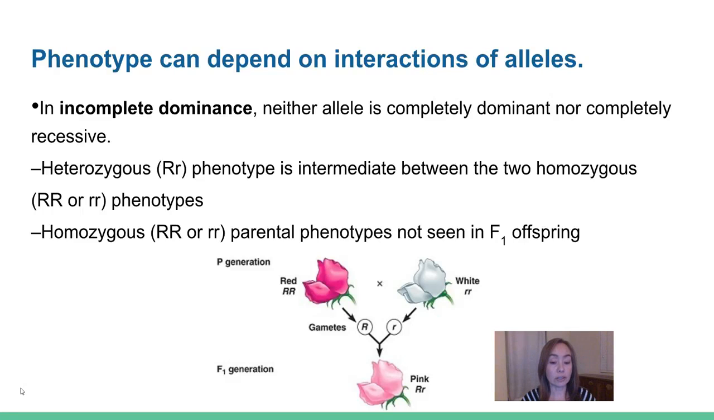The homozygous parental phenotypes, shown here as the P generation, as the red flower and the white flower, these phenotypes are not seen in the F1 or first generation offspring. Instead, what we see is an intermediate or a blending resulting in a pink flower. So that, my friends, in a nutshell, is one example of one factor that affects phenotype.